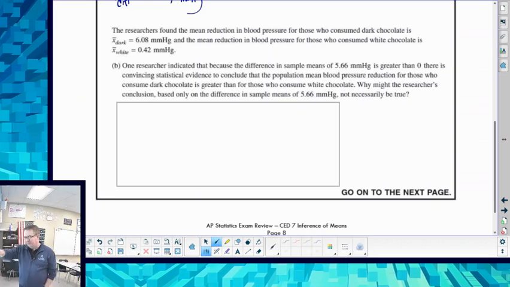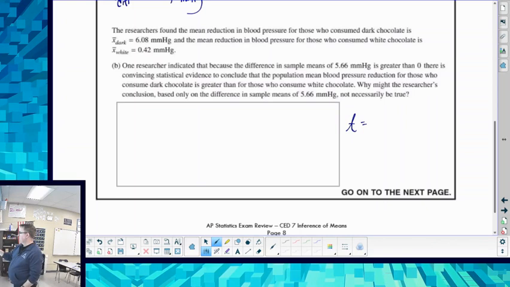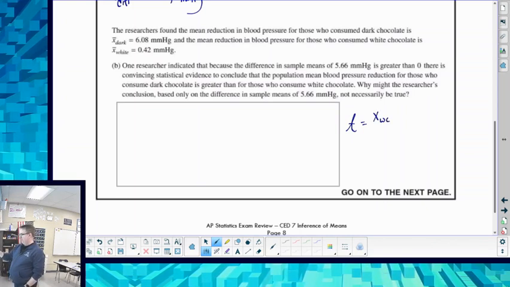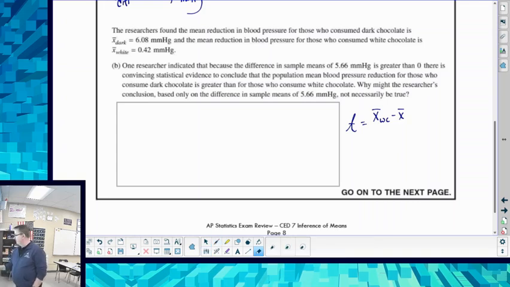Before I get into what I wrote here, since we're talking t-score, we're going to look at the difference in means, right? So we're going to have x-bar, the mean of the difference of the dark chocolate, minus the mean of the difference of the white.